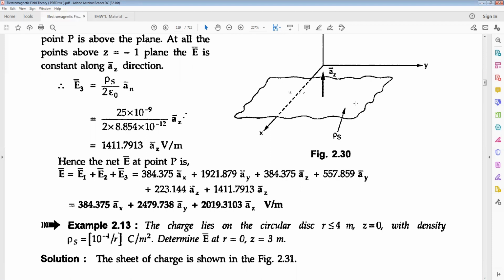It is parallel to the XY plane, at the Z equal to minus 1 plane. Above the Z equal to minus 1 plane, it has only the Z component. So add all the AX components, AY components, and AZ components. Finally, you get E bar, the total electric field intensity for the point, line, and surface charge density.